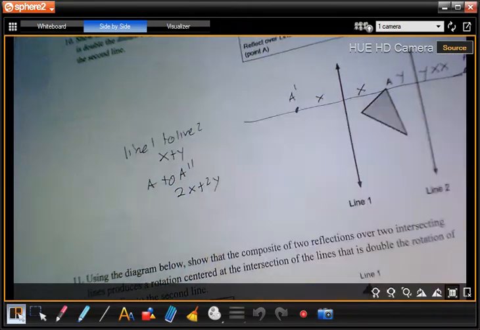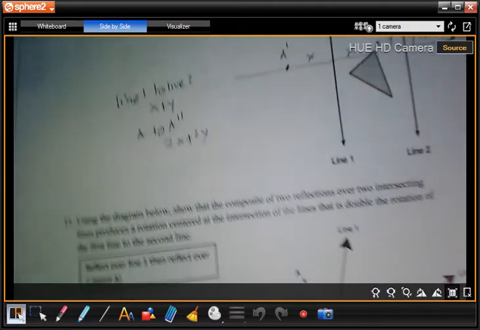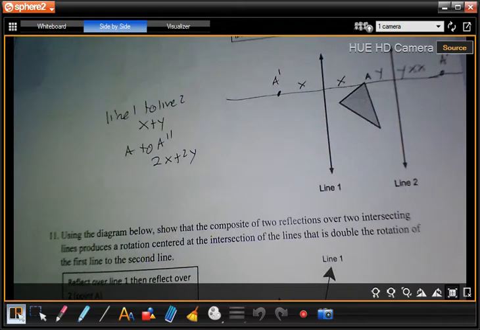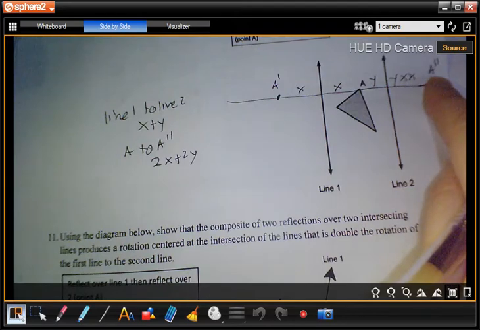Okay, what did this result in? A to A double image resulted in A what? Translation, reflection, rotation, dilation. A to A double image is a translation.